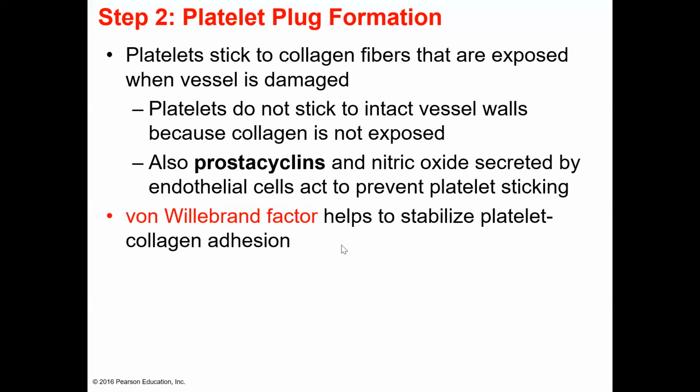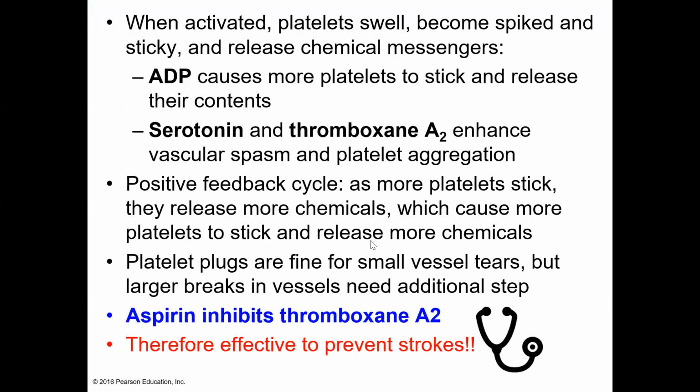Here's the vascular spasm, the platelet block formation, and then the cascade. One of the things I'd like to talk about here is serotonin and thromboxane A. These are two elements that enhance vascular spasm and platelet aggregation. So they help these two processes, the vascular spasm and the platelet aggregation: serotonin and thromboxane A.